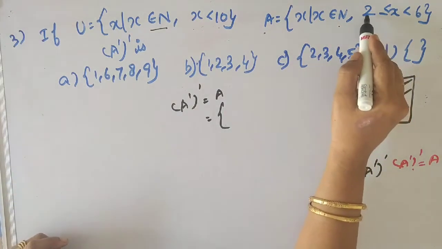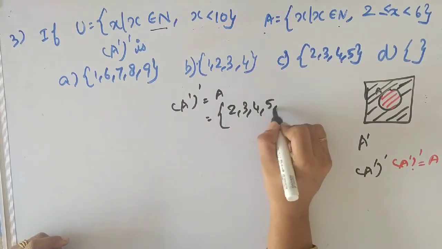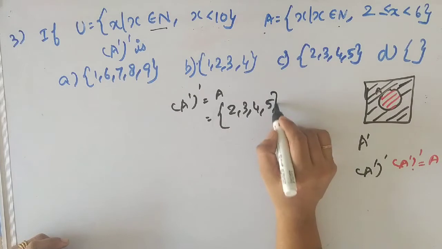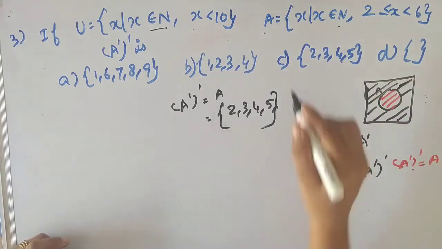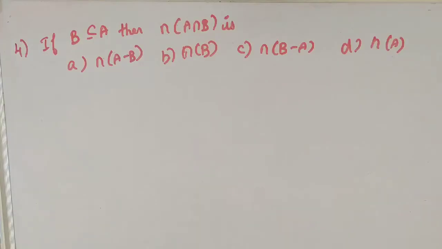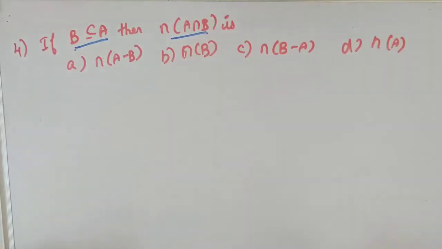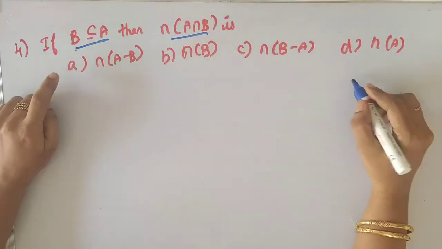Okay. So what is a? A is greater than or equal to 2. So it starts from 2, 3, 4, 5. 6 is not included because it is less than 6. So a dash the whole dash value is 2, 3, 4, 5. Clear? Now the fourth question is, if B is a subset of A, what is n of A intersection B?